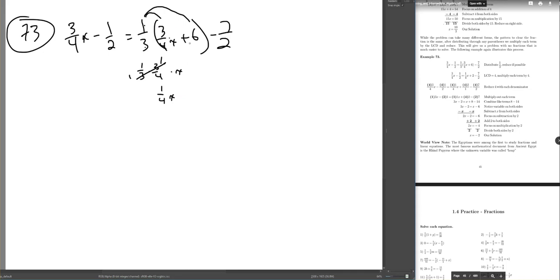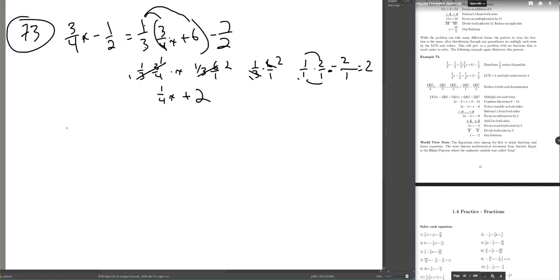And then here we have 1 over 3 times 6 over 1. And that equals 2. Did you guys see that? 1 over 3 times 6 over 1. I reduced it. And then I'm left with 1 over 1 times 2 over 1. So if I multiply this, I get 2. If I multiply this, I get 1. And that equals 2.